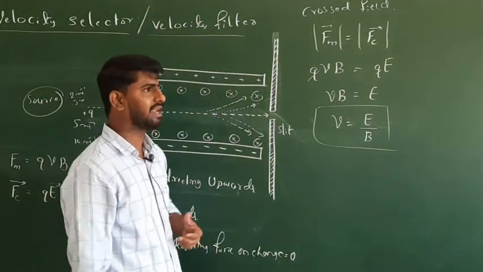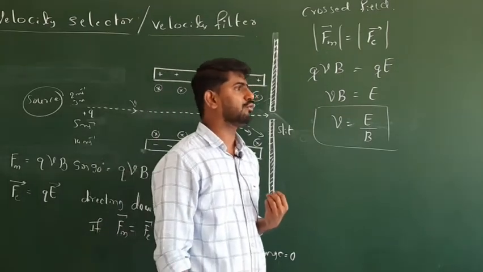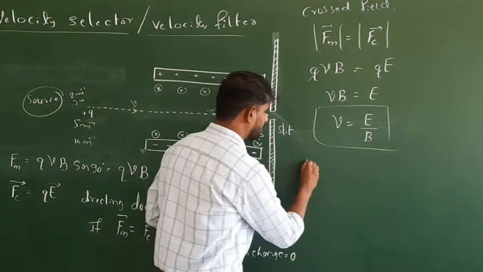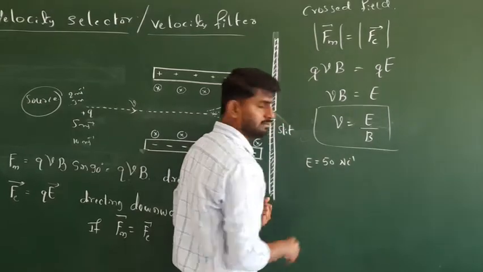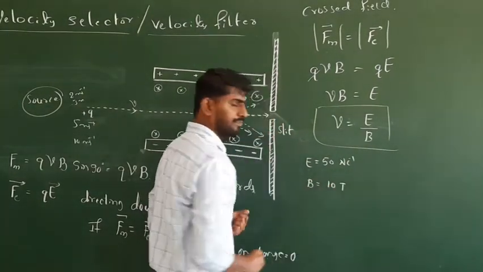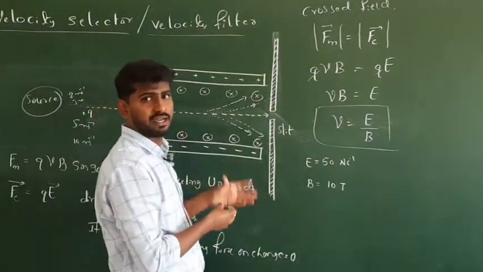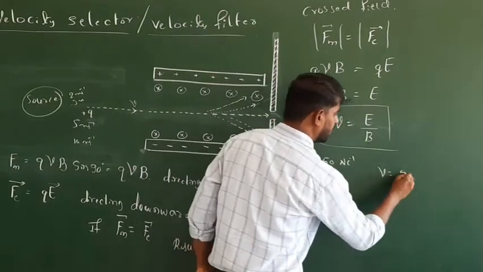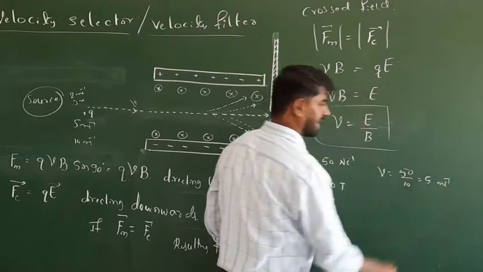For example, I need the velocity of the charged particle as 5 meter per second. 5 meter per second. What I do is, I choose the electric field as 50 Newton per coulomb and the magnetic field as 10 Tesla. Okay, so there will be a chance to set the electric field and magnetic field in our experimental setup. If so, V is equal to 50 divided by 10. So, this will be 5 meter per second.